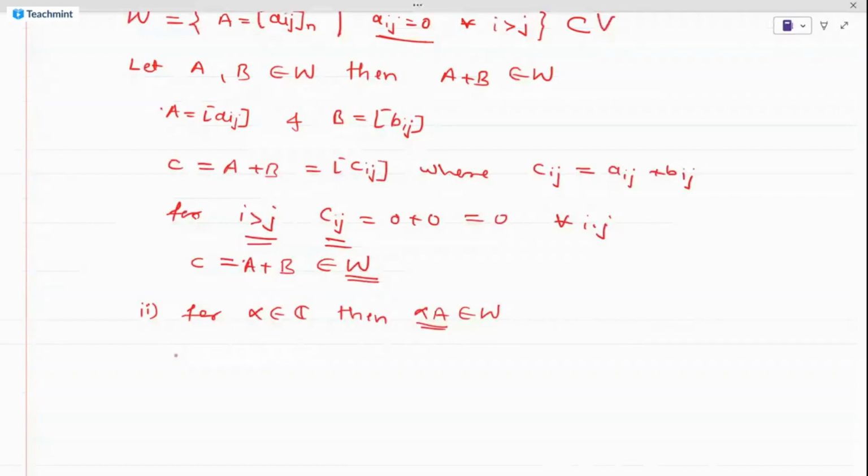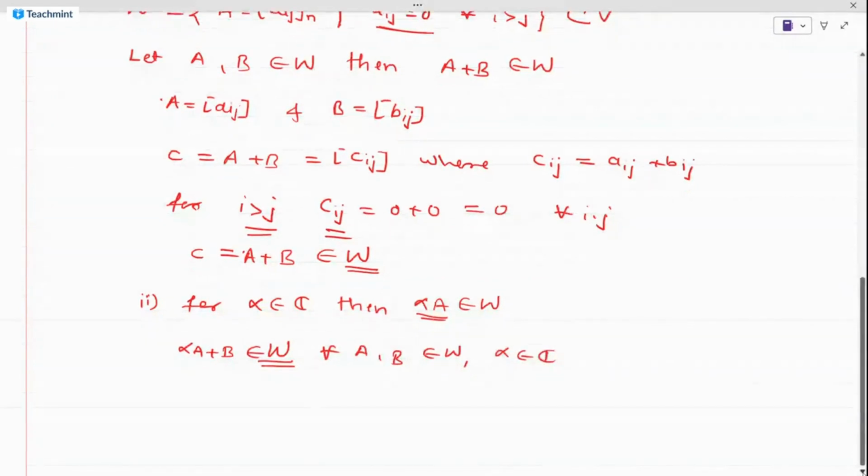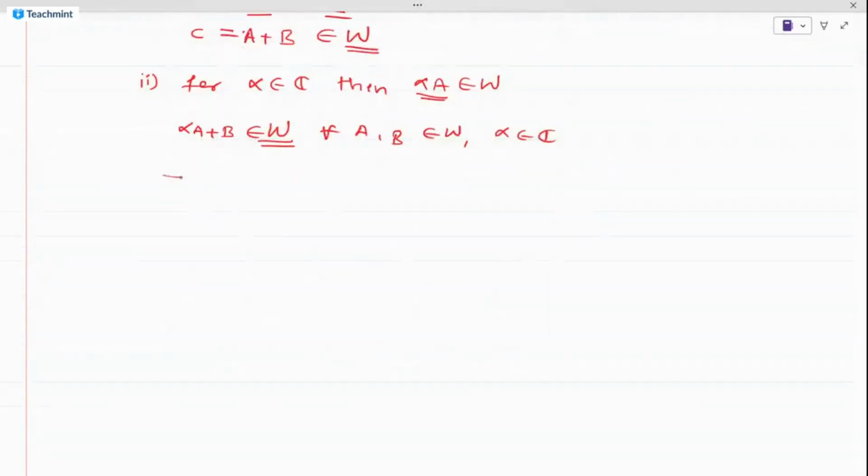So what can we say here? The linear combination alpha A plus B belongs to W, for all A and B belonging to W and alpha belonging to the field. This implies that W is a subspace of Mn of R. I hope all of you can understand this concept.